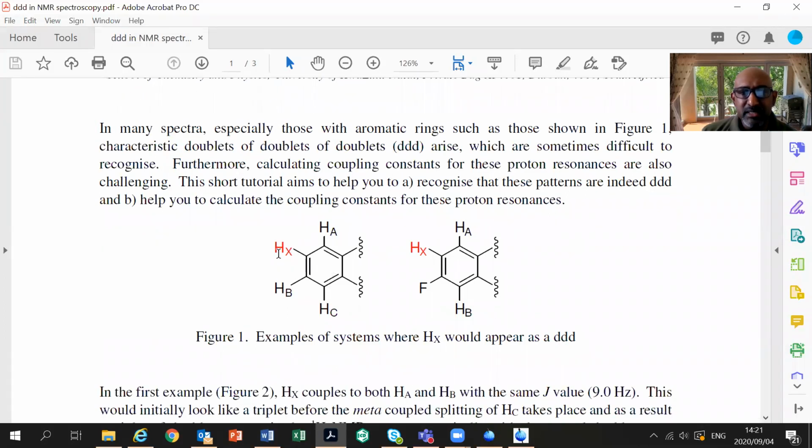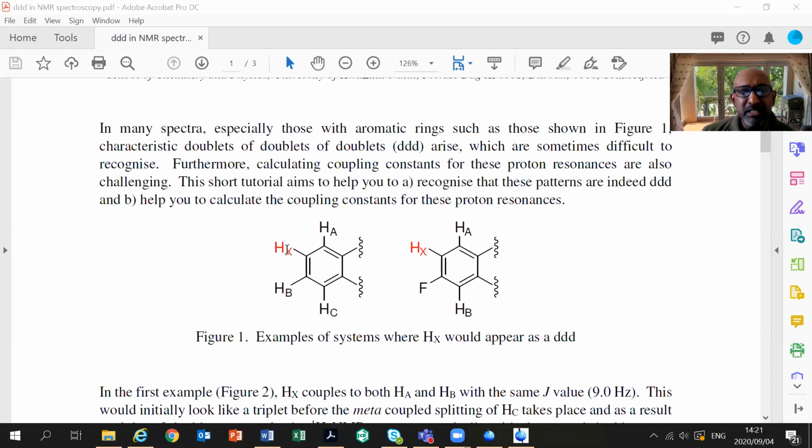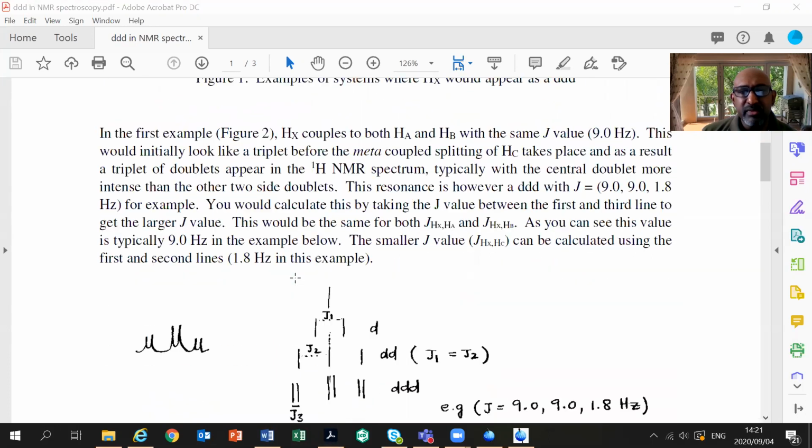Now I'm going to look at this particular system, and I called it HX, right? I can show you just now what will happen with HX when HA and HB split it, and then HC. But before I do that, I want to let you know that HA and HB are sort of similar distances away from HX, right? And they'll probably have a similar effect on HX, all right? And when they have that similar effect on HX, it probably splits them with very similar coupling constants. Now, I want to show you the effect of this.